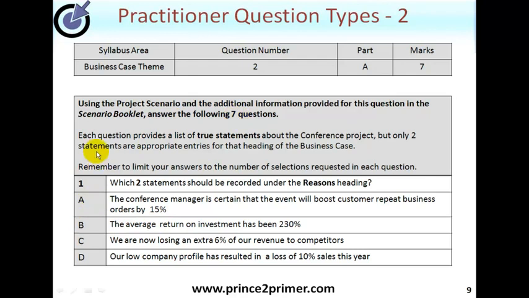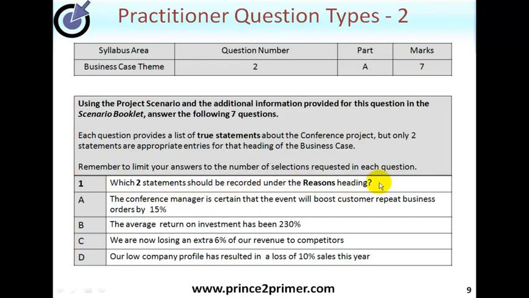Each question provides a list of true statements about the conference project. Again, I've just invented this. Let's imagine the scenario was to do with the conference project. But only 2 statements are appropriate entries for that heading of the business case. Remember to limit your answers to the number of selections requested in each question. Okay, so number 1, which 2 statements should be recorded under the reasons heading?